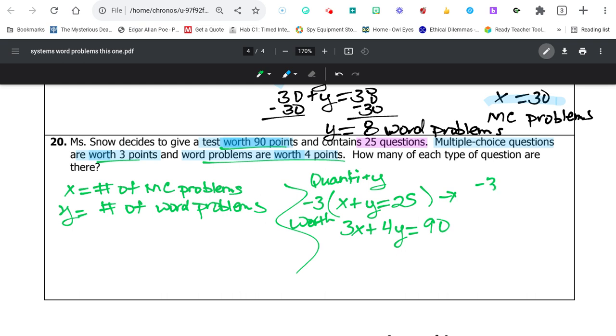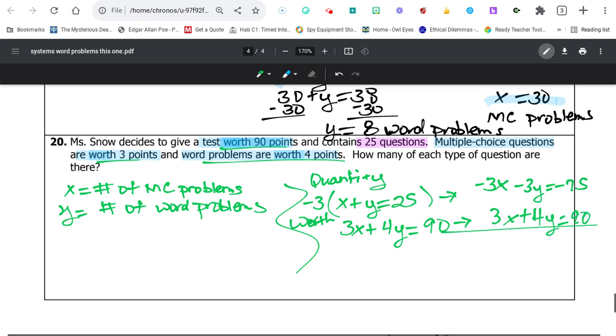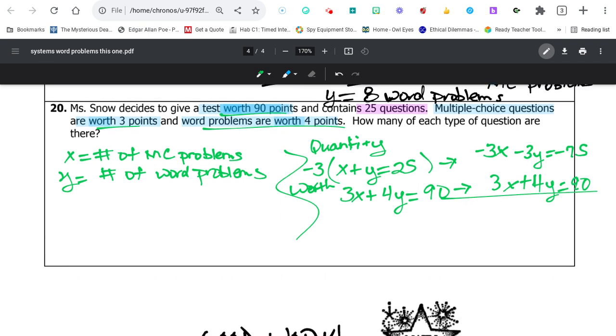So that would give me, I'm eliminating the x, guys. I could eliminate the y by multiplying by -4. But that would give me -3x minus 3y equals -75. Here, that's 3x plus 4y equals 90. These x's cancel, so that's going to be 1y, just y, equals 15. So y is 15 word problems.